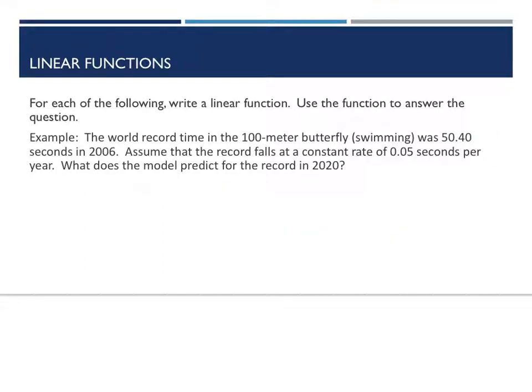Now this one works the same again, except it gets a little tricky when we start talking about finding the new world record. So again, I would pause the recording, make sure you can get your formula, and then check and see what you did, what you were supposed to do. So the world record is falling, so that means your rate of change is negative 0.05, keep the x, and it's falling from 50.40.